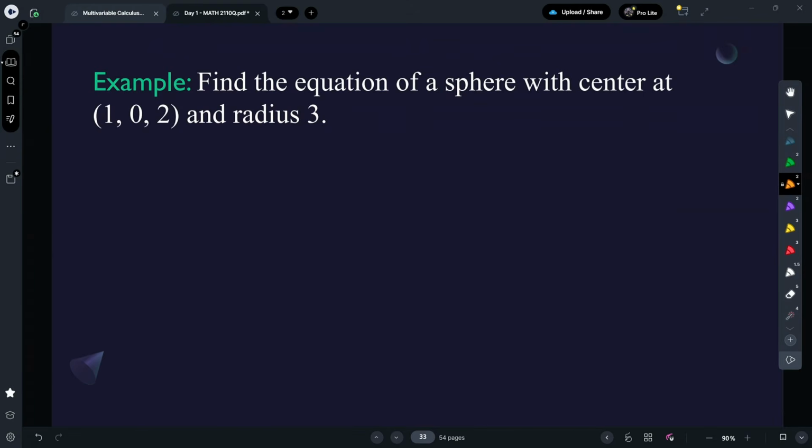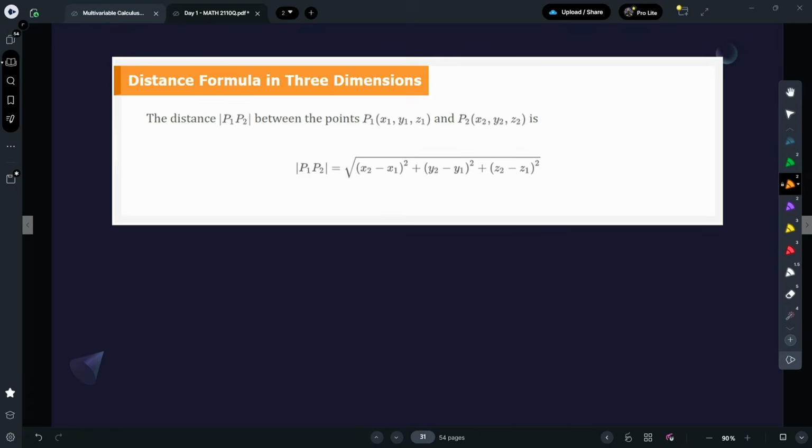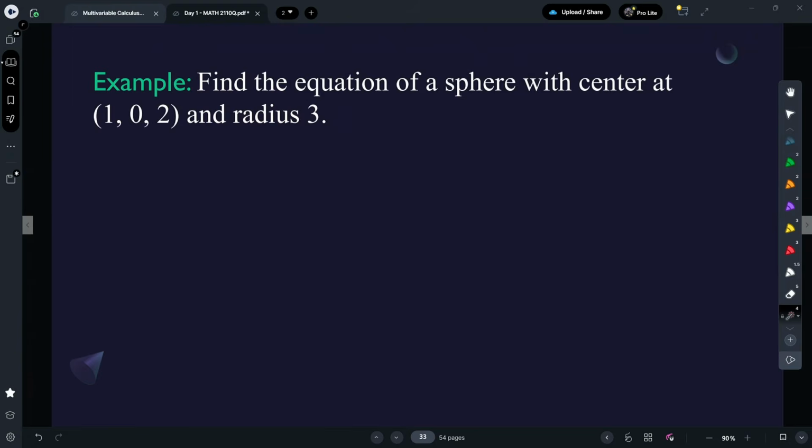Now, how do we find the equation of a sphere? Now that we know distances, we should be able to write spheres, because a sphere is just all the points that are equidistant from a given point. So in the distance formula, we just have to fix this to be equal to what we want the distance to be, and that should give me an equation. So let's figure out the equation of a sphere via this example. I want all the points that are at distance exactly 3 from 1, 0, 2.